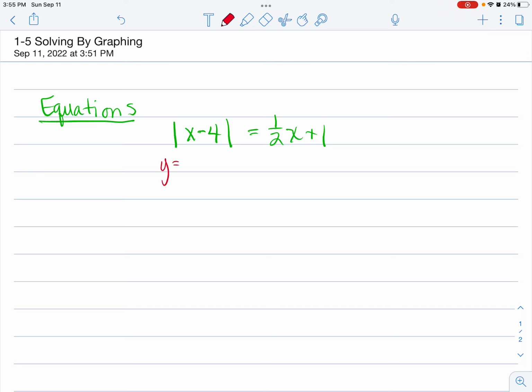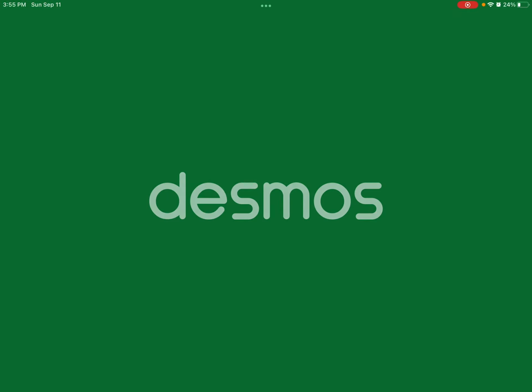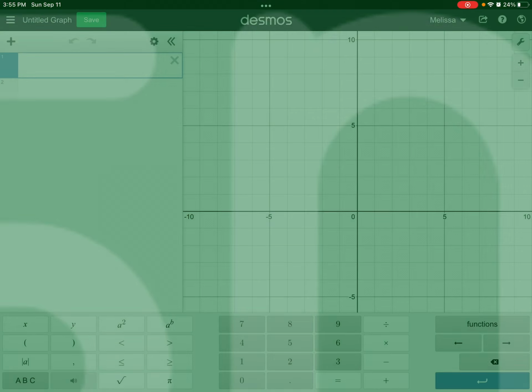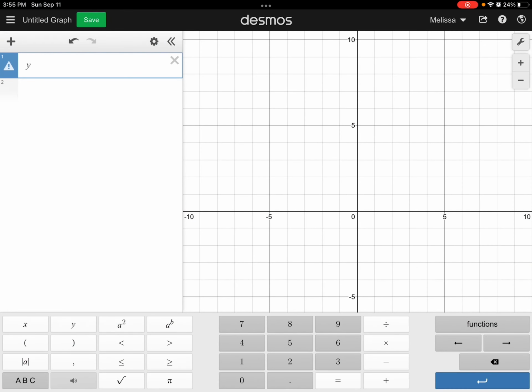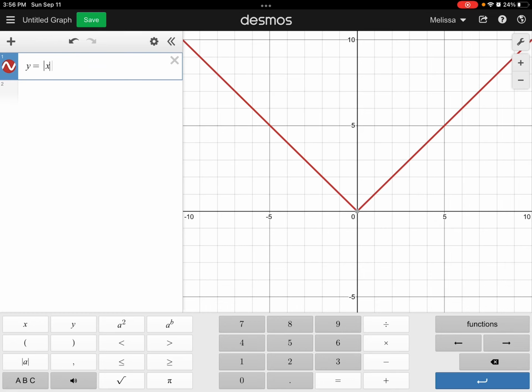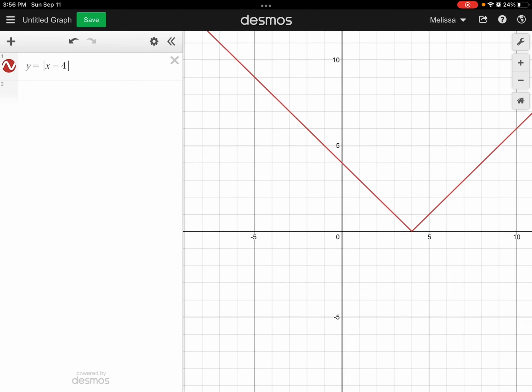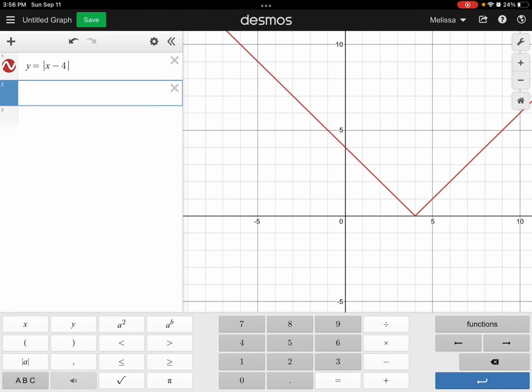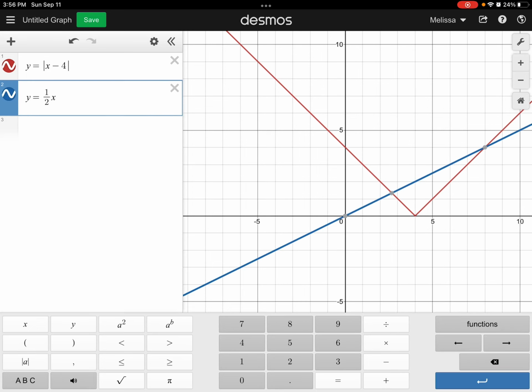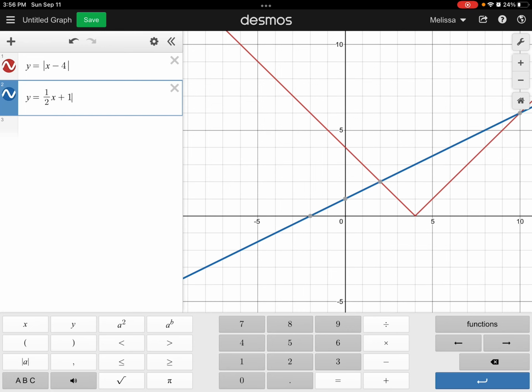So in Desmos, here's what I'm going to be typing in. y equals the absolute value of x minus 4 for the first equation. And for the second equation, the other side of the equation, y equals 1/2 x plus 1. So let's go to Desmos and put those in and see what happens as soon as this opens. Okay, so y equals the absolute value of x minus 4. Okay, I can see here's my absolute value, right? We did those before, we know what that looks like. And then the other side was y equals 1/2 x plus 1.